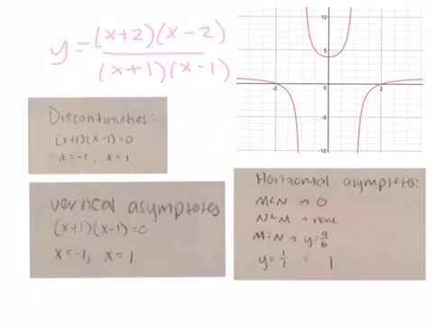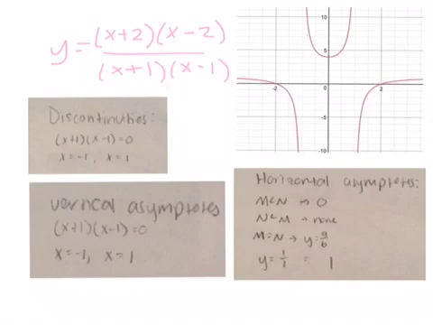So we're going to start with discontinuities. To find discontinuities of a rational function, you need to set the denominator equal to 0. So in this case, (x plus 1)(x minus 1) equals 0. And if you separate those, then the discontinuities are x equals negative 1 and x equals positive 1. The discontinuities are basically the same as vertical asymptotes. You find them the same way, but sometimes they can be removable. In this case, none of them are removable.